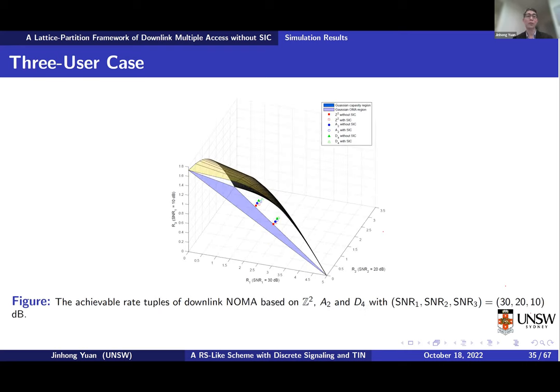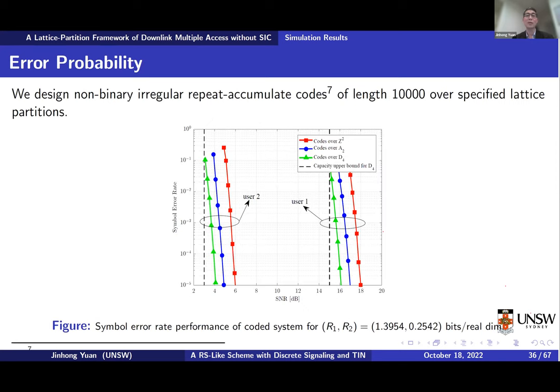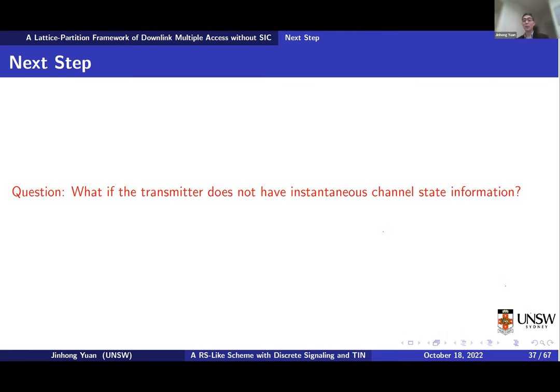We can also show the three-user case, but for the interest of time, we can also show how we design the code and use this non-binary irregular repeat accumulate code with 10,000 bits for these different lattices, showing user one's bit rate and user two's bit rate, and how far away they are from the capacity bound. So it is very close to the capacity. I think that is pretty much what I would like to share with you. And the principle is here.